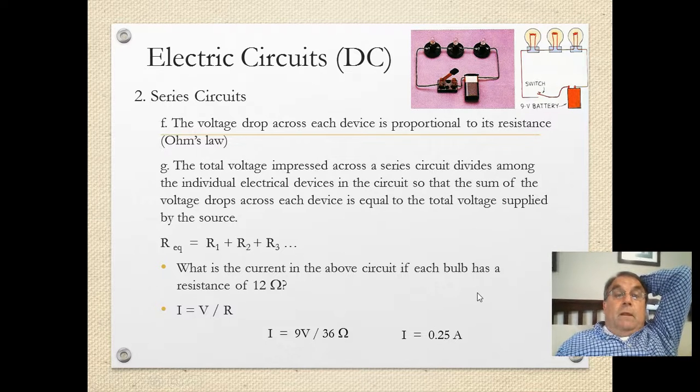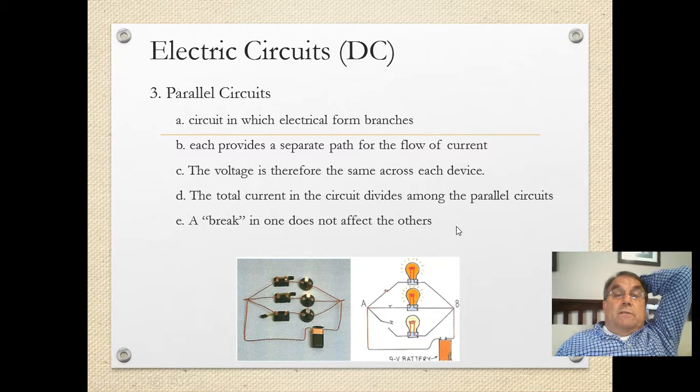Okay. Now the other type of basic circuit is called a parallel circuit, where each resistor forms a separate branch to the voltage source. So they are parallel to each other. And if you look, you can draw a line from this resistor directly to the battery, and it does not affect the others. Okay, so the voltage stays the same.